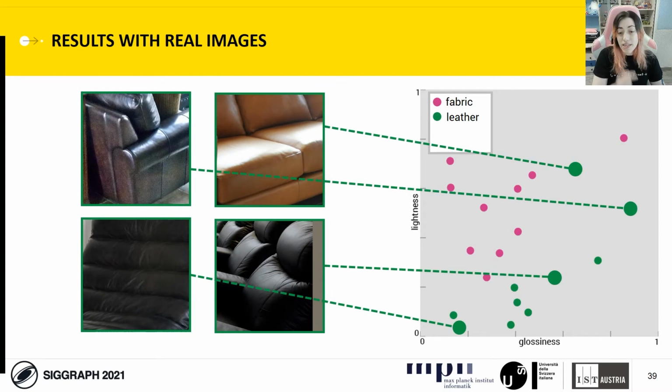Here we can see some examples for the leather category. On the bottom, we can see two dark samples with different glossiness values, and on the top, two slightly brighter samples with quite high glossiness values. Overall, the predictions match the appearance of the samples, and for the leather category, most of the samples get clustered around low lightness values because they are quite dark, with varied glossiness.